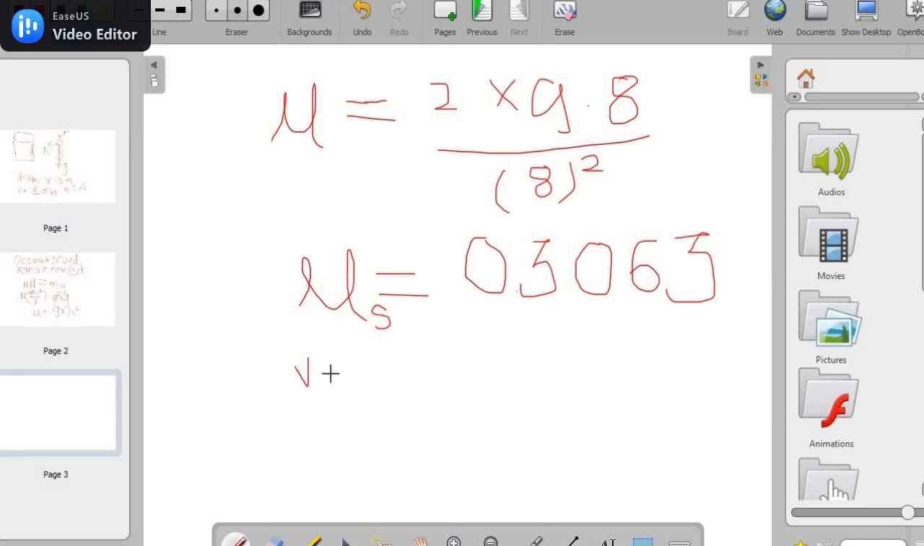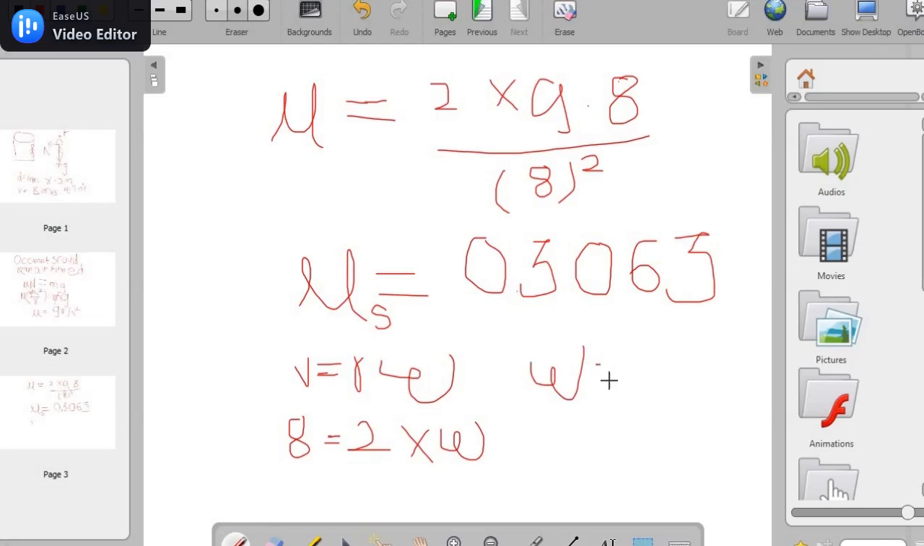We have to calculate omega. So v is equal to r into omega. We know the formula, r into omega, isn't it? So v is 8 and r is 2. We have put it in the formula, into omega, and omega becomes equal to 4. And the unit of our omega is radian per second, isn't it? Radian per second.